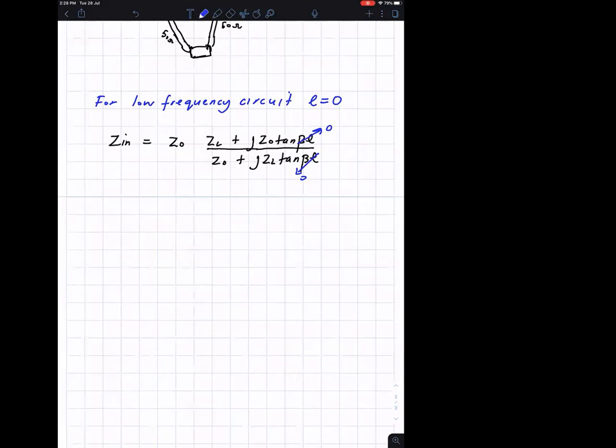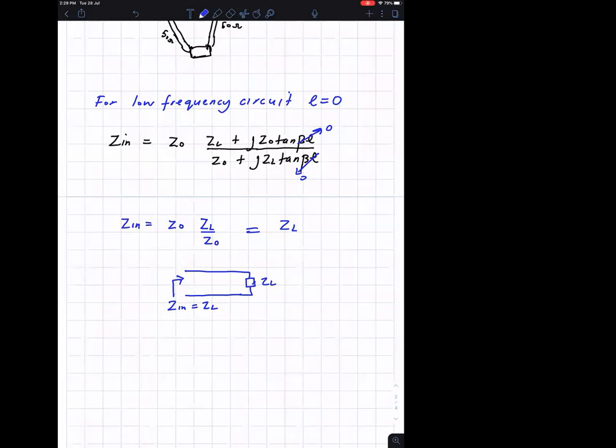So you're going to end up getting Z in is Z naught ZL divided by Z naught. Okay, the other part all goes to 0. So you're going to get ZL, simply ZL. So this is for low frequency circuit. So the input impedance is simply ZL. Okay, the effect of the transmission line is not included when you assume length is 0. That's what we assume for low frequency circuit.